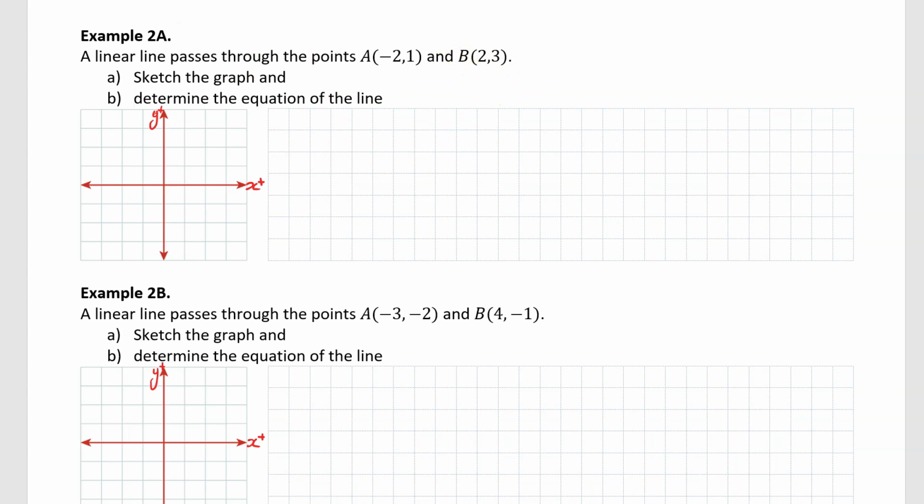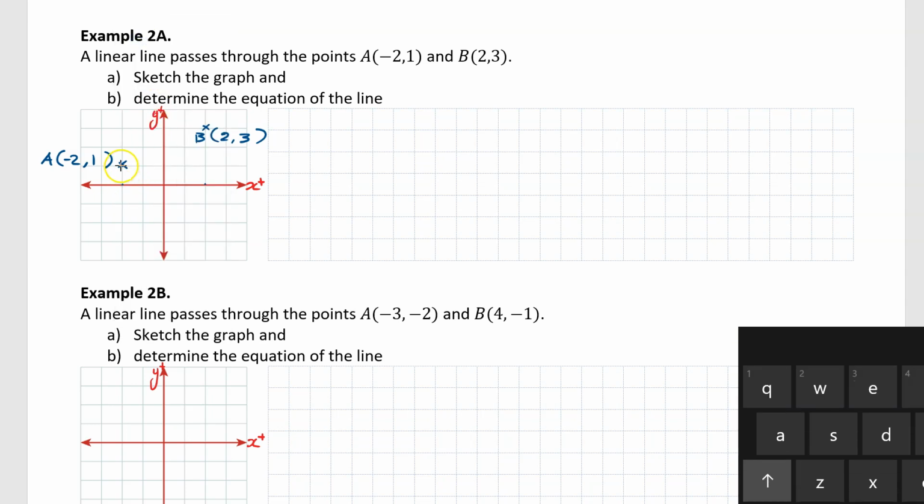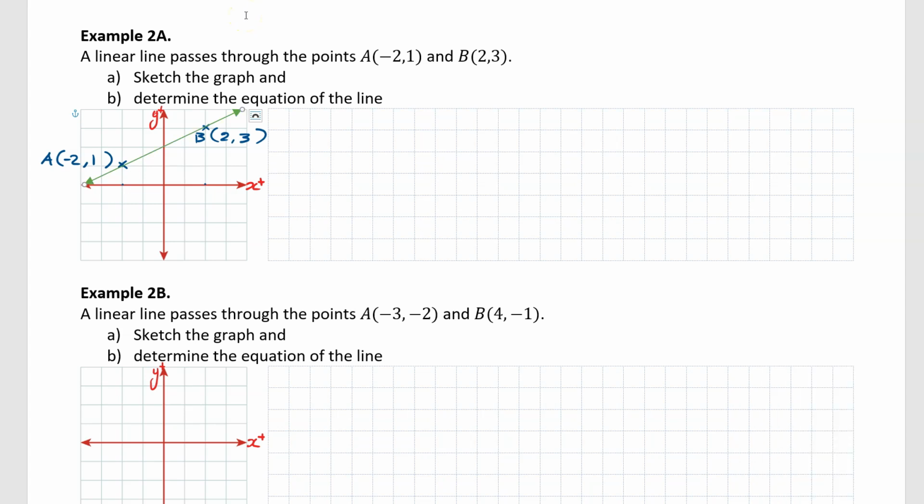So jumping straight into it, I'm going to plot points A and B on the Cartesian plane. Point A is at -2, 1, so somewhere here, then up 1. Then B, we go across 2, up 3. Next step is I have to draw a line that passes through both of these points. Remember, the line doesn't stop at the point, it goes through both of the points. Done.